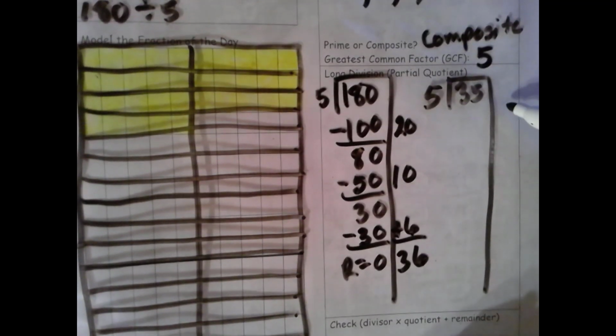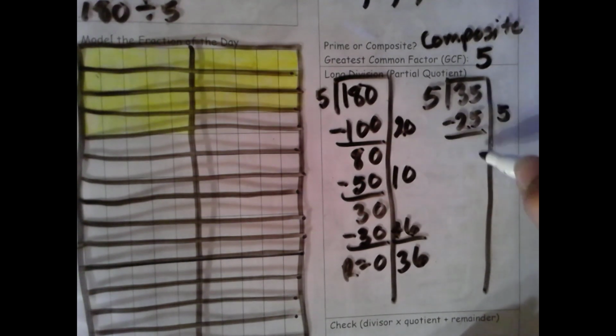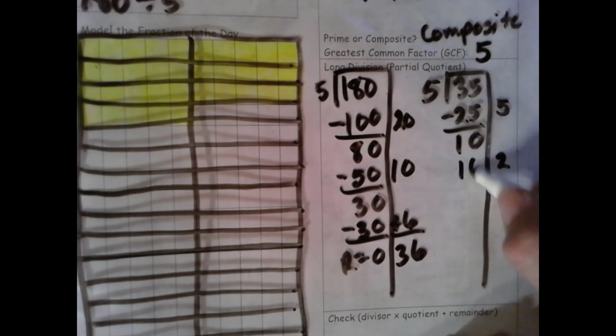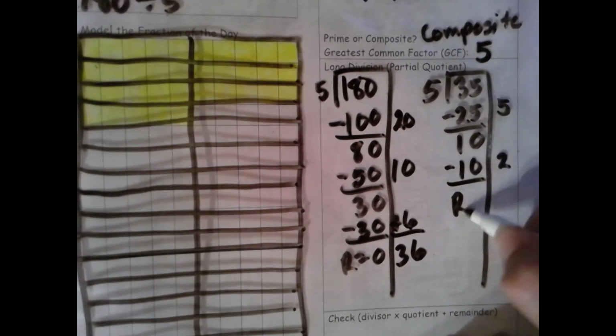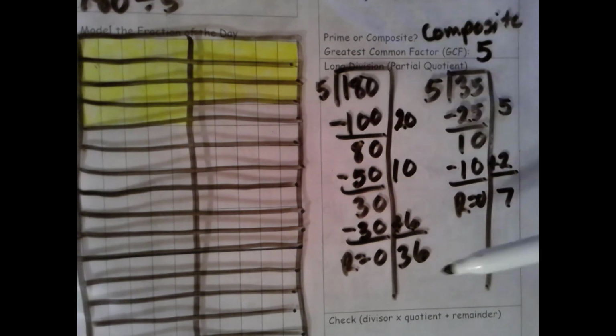Over here, let's see, 5 times 5 is 25. Numbers the same, zeros a game. More on top, no need to stop. And then 2 times 5 is 10. Numbers the same, zeros a game. 5 plus 2 is 7. So say you don't know your 7s, you can still get there by what you do know. Your 5s and your 2s. You can still get to your result. We still need to check divisor times quotient plus remainder.